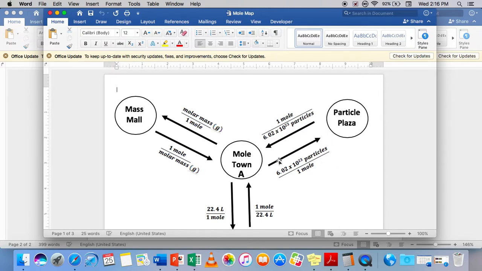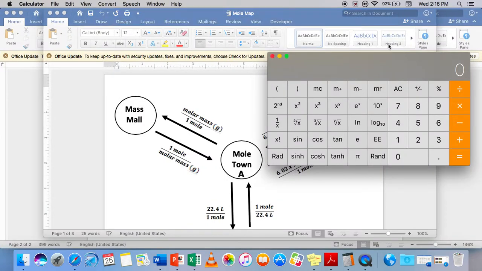Hopefully you have your own paper. We're going to be dealing with the conversions between moles and particles, and this is where we're going to use Avogadro's number, that's 6.02 times 10 to the 23rd. We are also going to need a calculator.